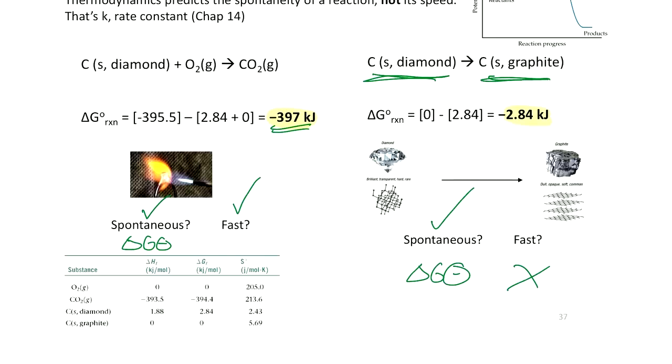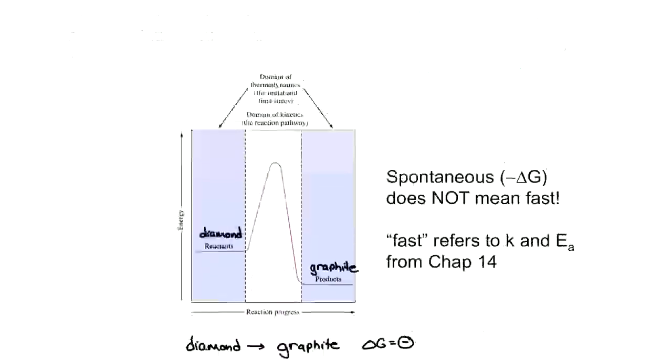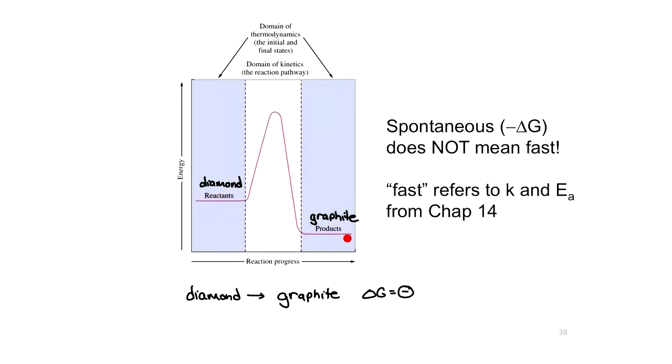This reaction, even though it's spontaneous, is not fast. Converting diamond into graphite is not fast because kinetics and thermodynamics are separate from one another. Again, diamond to graphite, the energy difference here, that is thermodynamics. Kinetics is everything that's in between, the mechanism in between.